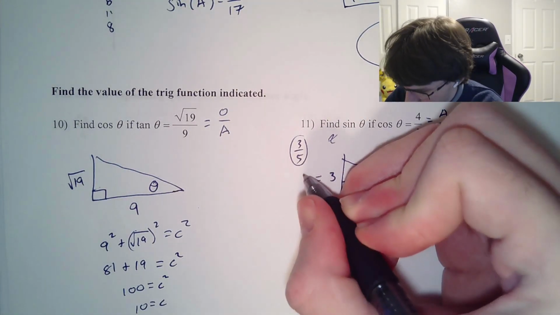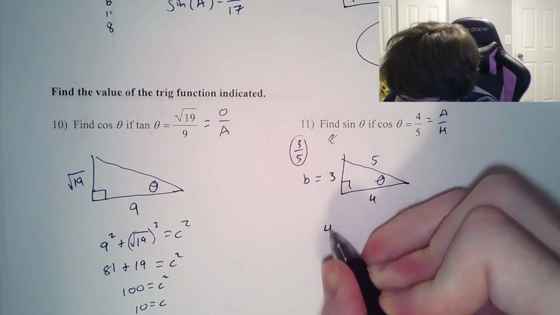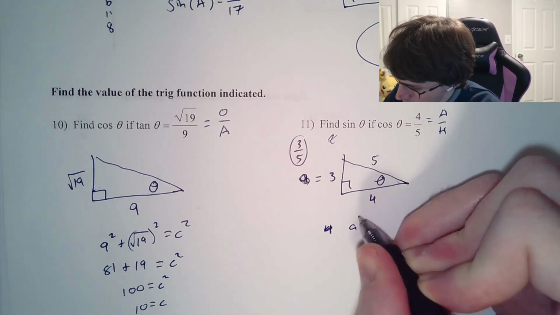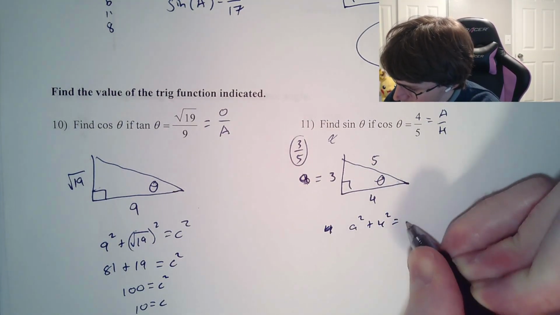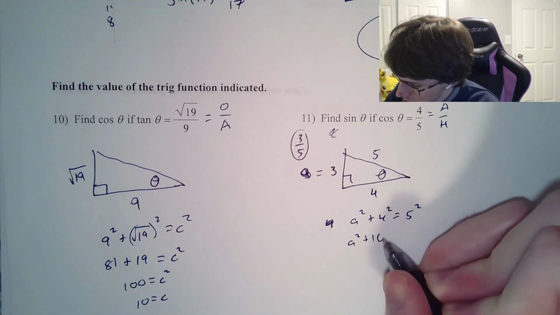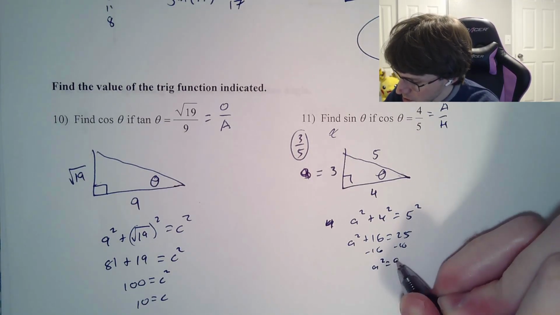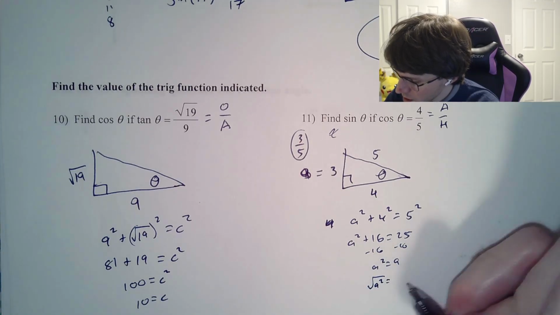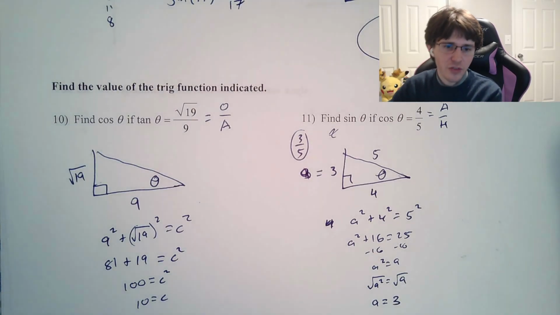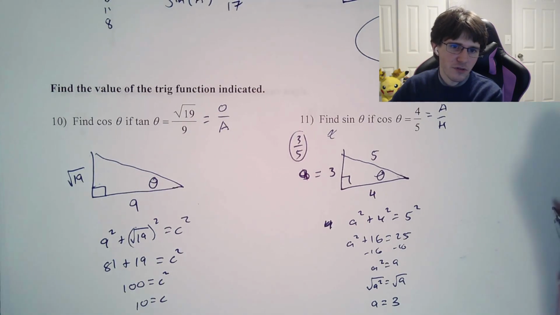Just in case somebody needs the Pythagorean theorem, I'm going to go ahead and show how you do that. That's letter A that we didn't know. We knew that a squared plus b squared equals c squared. And if you did that, we get a squared plus 16 is equal to 25. You'd subtract 16 on both sides, get a squared is equal to 9. Take the square root of both sides, and you get a is equal to 3. That's where we got that 3. Or you could have just done the 3, 4, 5 triangle.